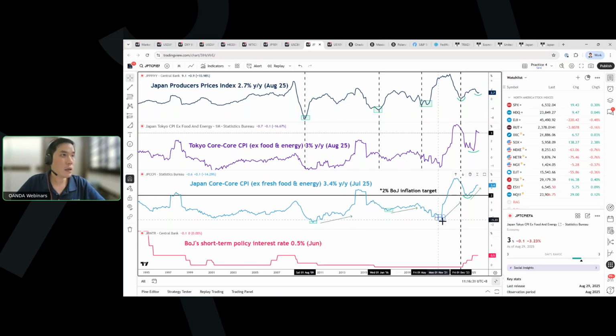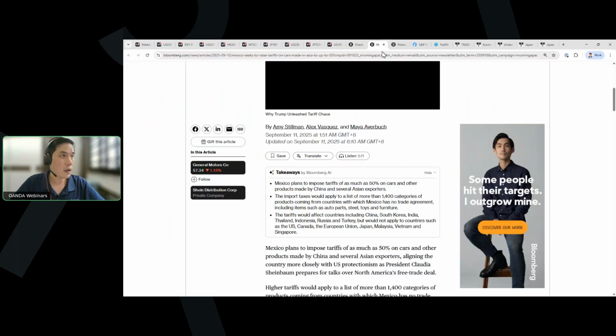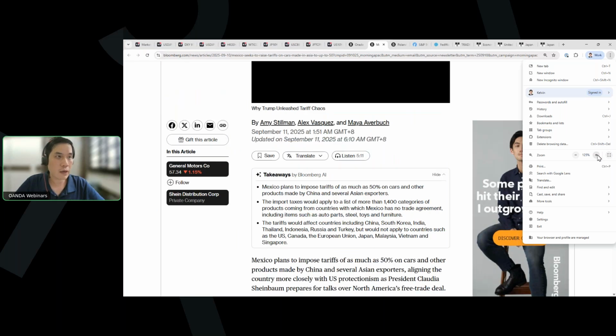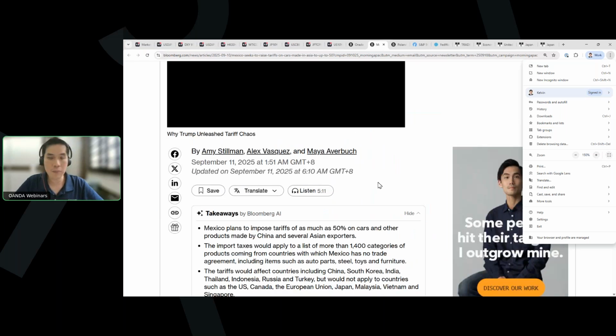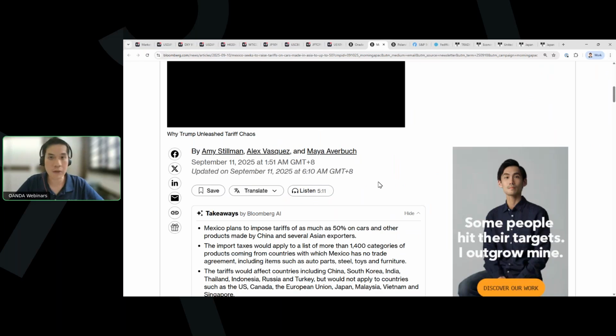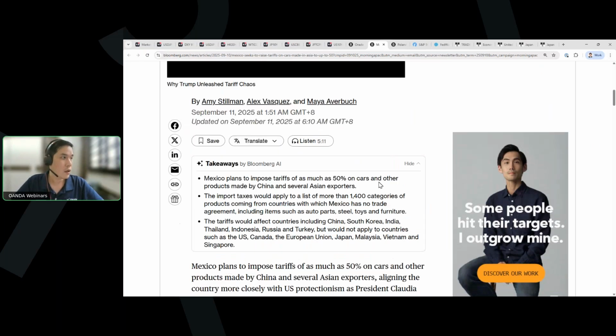So now another interesting highlight I want to highlight to you guys over here is trade tariffs news flow. This trade tariffs news flow so far has very little material impact on the Asia Pacific stock market, especially China and Hong Kong. So Mexico now has decided to plan, not confirmed yet, to impose tariffs as much as 50% on cars and other products made by China and several Asian exporters.